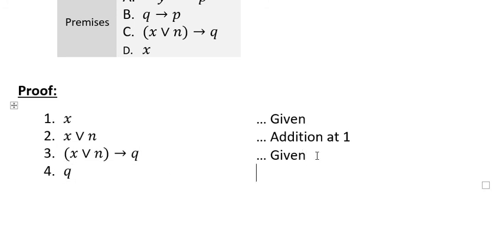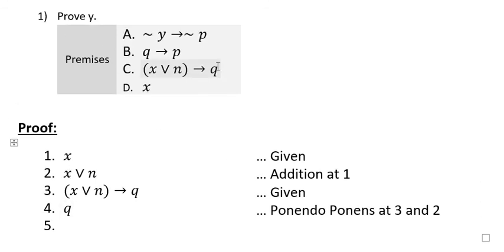And what is that? That is ponendo ponens with steps 2 and 3. Okay? But I kind of have a thing. I'm writing the requisites in order. That's my thing. You can put 2 and 3 and there's no problem with that. Now that I have Q, I can use Q with the second premise to get P.